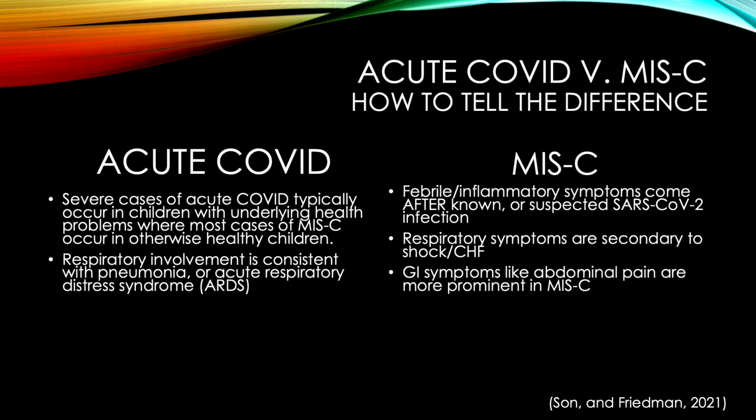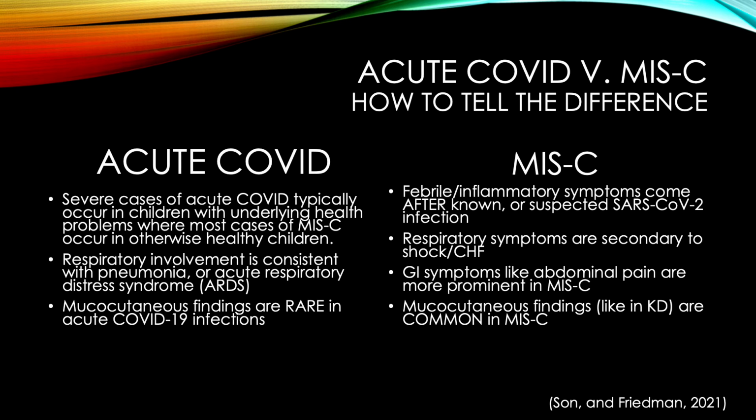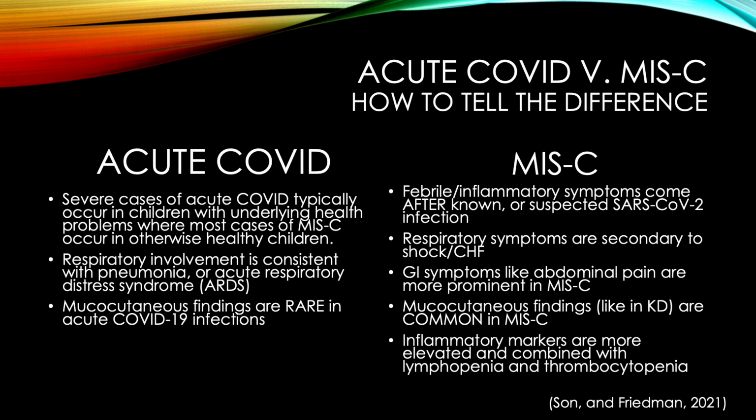You're also going to have GI symptoms that are more prominent in MIS-C versus acute COVID. With acute COVID, you're not going to have those mucocutaneous findings like you do in MIS-C. Mucocutaneous findings are more common in MIS-C. Also, the inflammatory markers in MIS-C are going to be more elevated compared to someone with COVID. This also indicates how severe their MIS-C illness is. With higher markers, you have more severe illness.